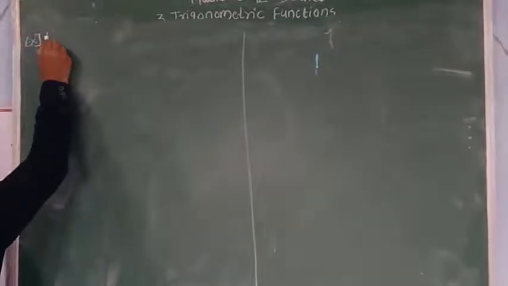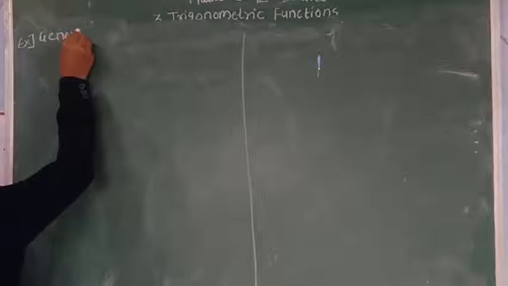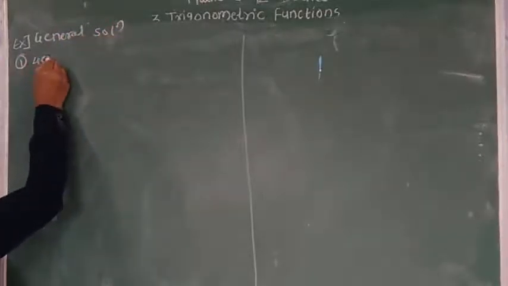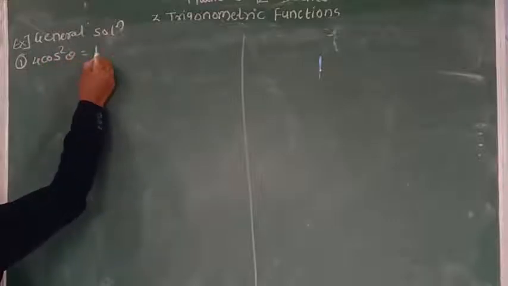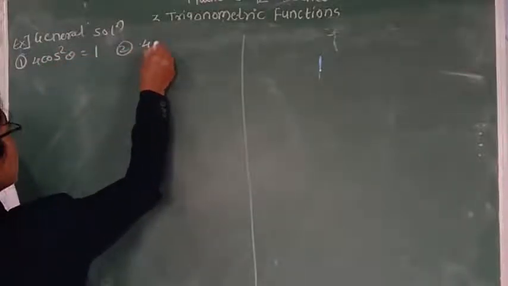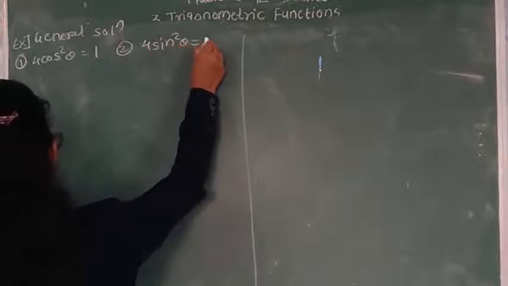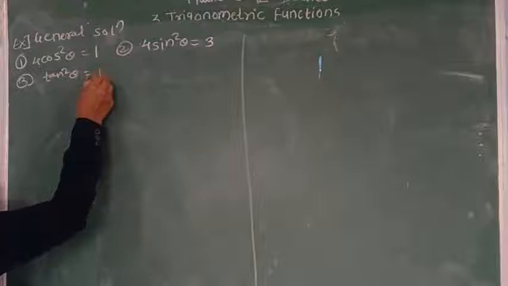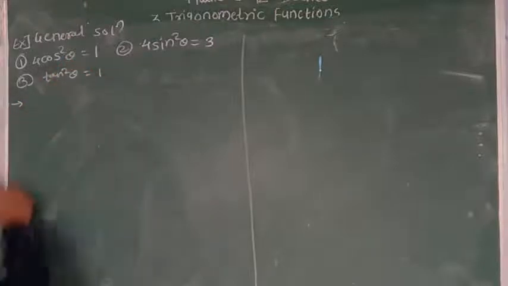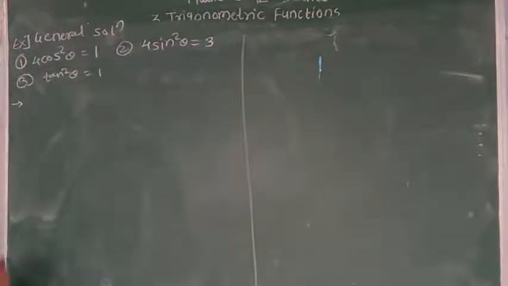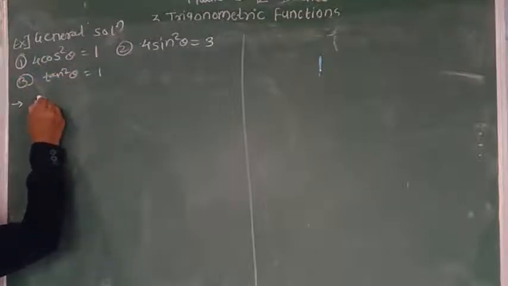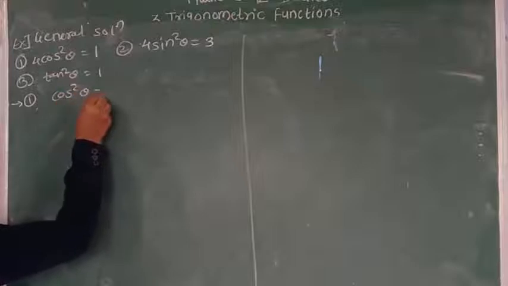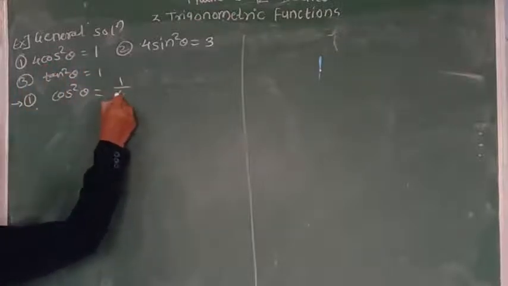Find the general solution of, what do we have to find? The general solution. See the examples: 4 cos square theta is equal to 1, and second is 4 sin square theta is equal to 3, and third one is tan square theta is equal to 1. So 4 cos square theta is equal to 1. Let us solve the first. So cos square theta is equal to, see, cos square theta is equal to 1 divided by 4.